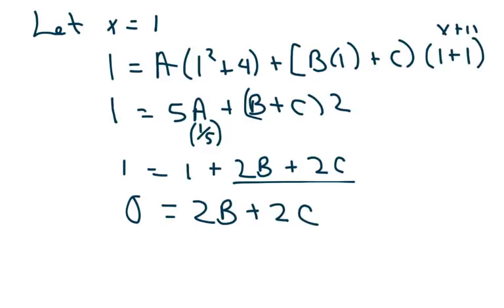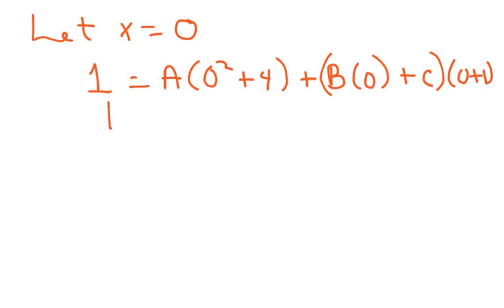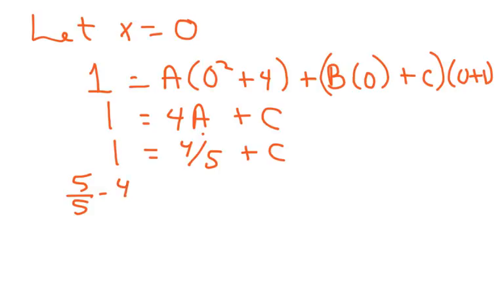Now let's try letting x be 0. You can pick anything you want, but I'm trying to pick the easiest ones. So letting x be 0, you get 1 equals A times 0 squared plus 4 plus B times 0. That knocks out my B, doesn't it? Plus C times 0 plus 1. In this case, I get 1 equals 4A plus C. We already know that A is 1/5, so you get 1 equals 4/5 plus C. So when you subtract 4/5, this is like 5/5 minus 4/5, equals C, so C equals 1/5.